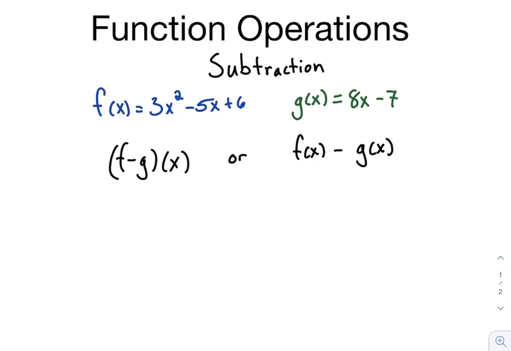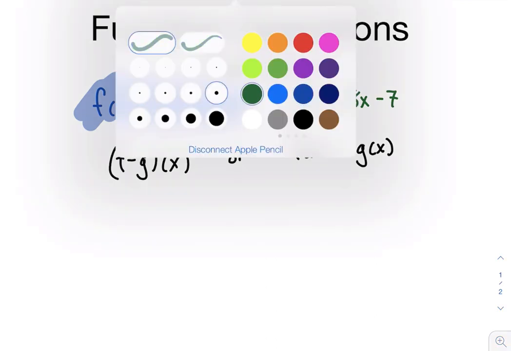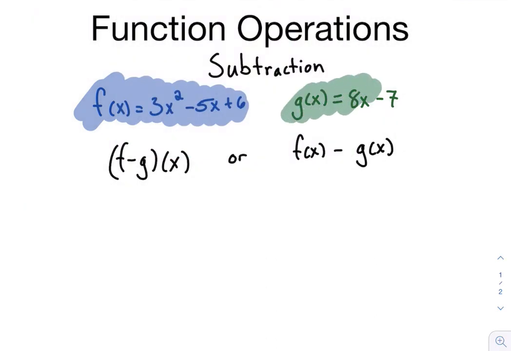In this video we will be looking at subtraction. If you're watching my other videos, you'll notice that we're using the same two functions. Every time you do these problems, the function should be given to you. In this case we have f of x, which is 3x squared minus 5x plus 6, and g of x, which is 8x minus 7.